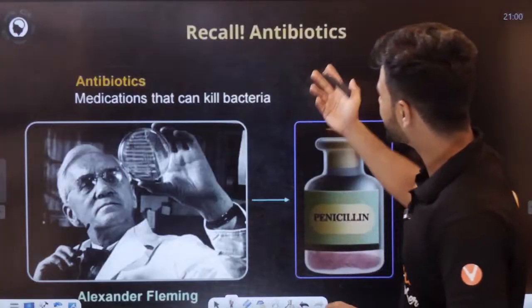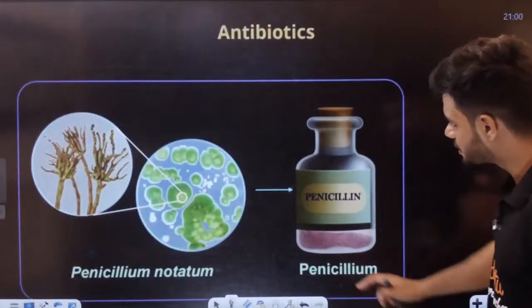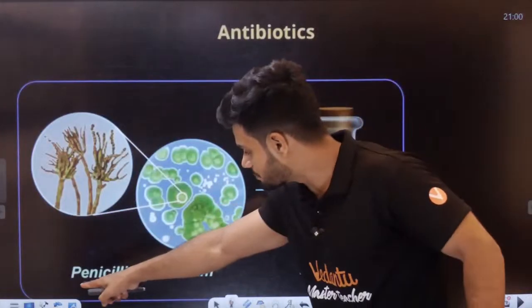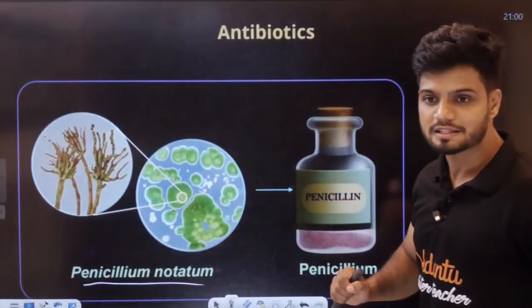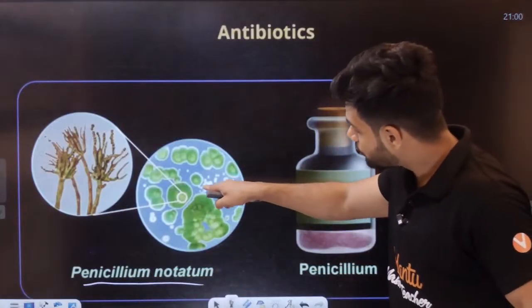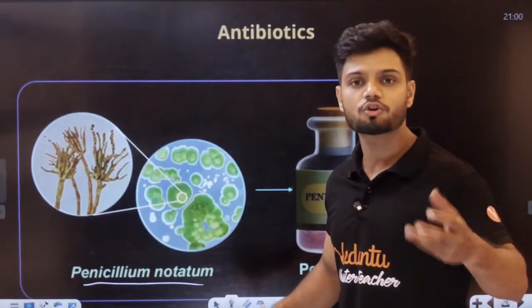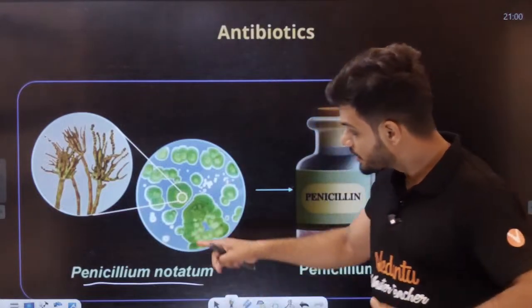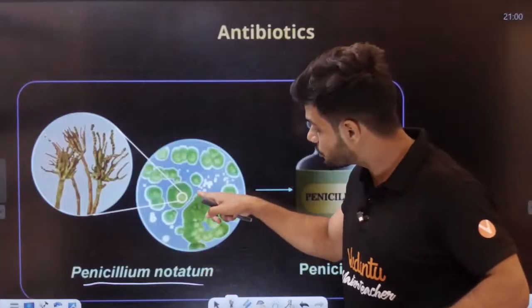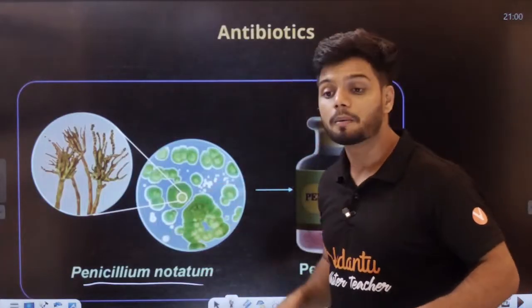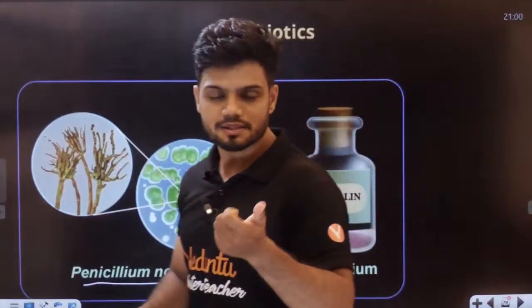Okay, so antibiotics, students. Listen to this. This Penicillium notatum is your fungus here. It is growing here. Around the fungus, there is no bacteria. Staphylococcus is not growing. Why? Because this Penicillium notatum is actually killing the other organisms around it. Now, this is an example of amensalism.